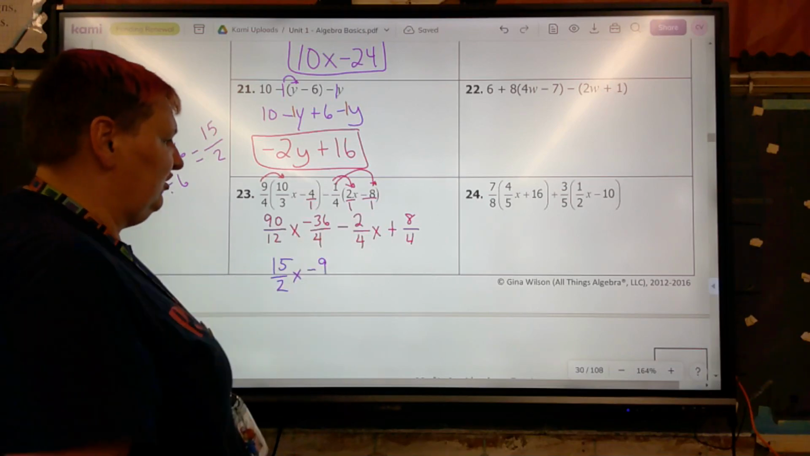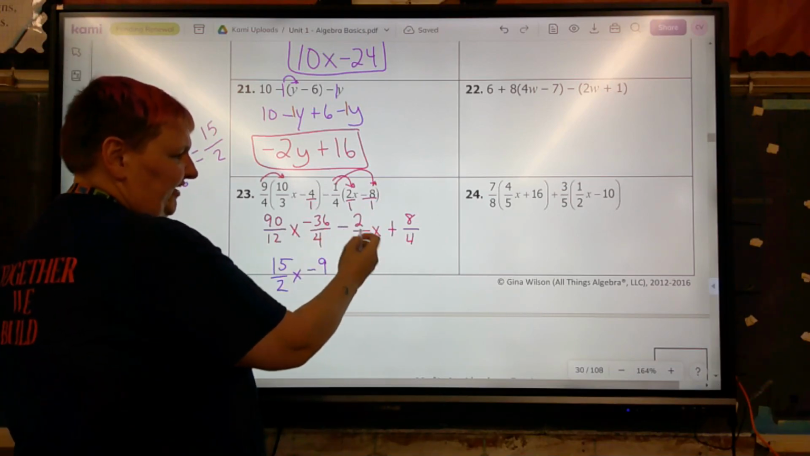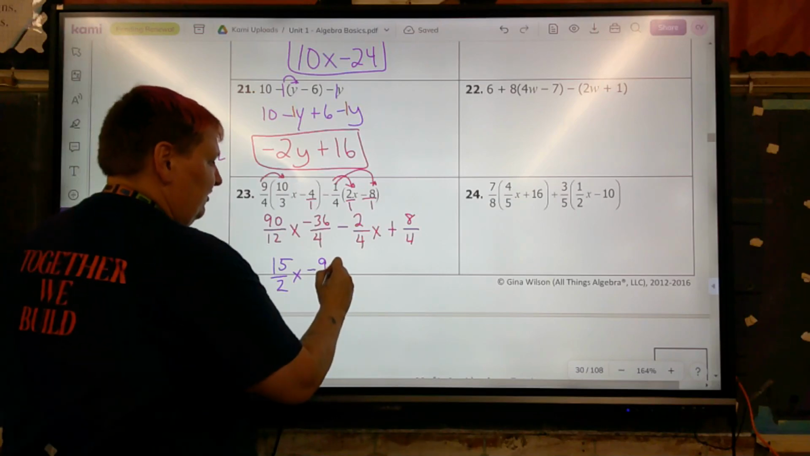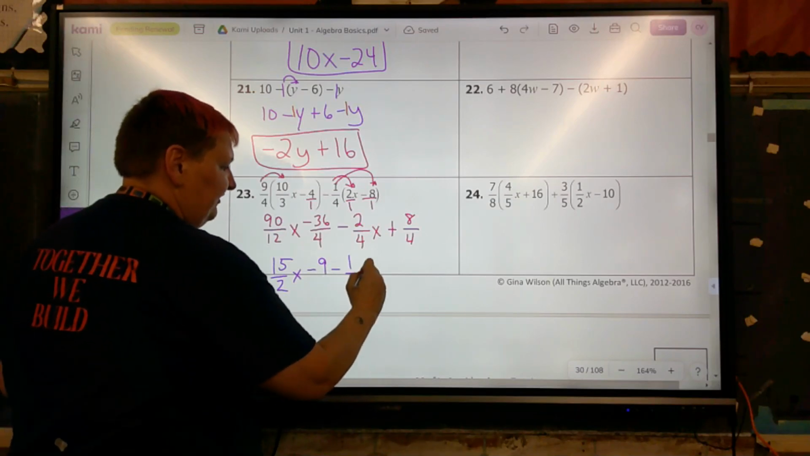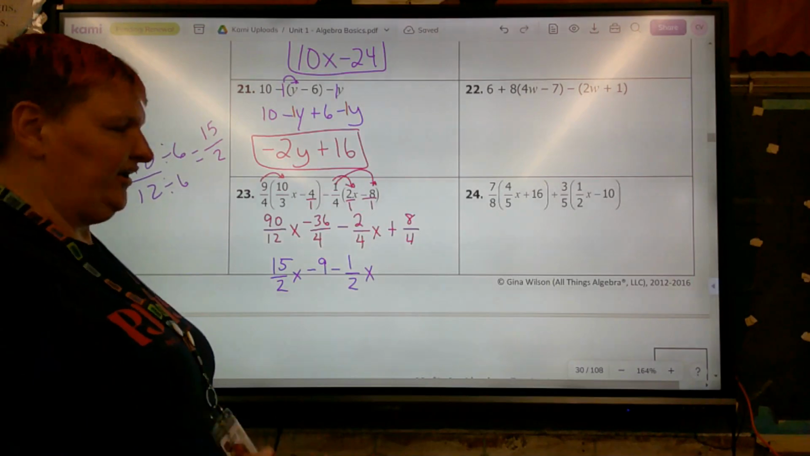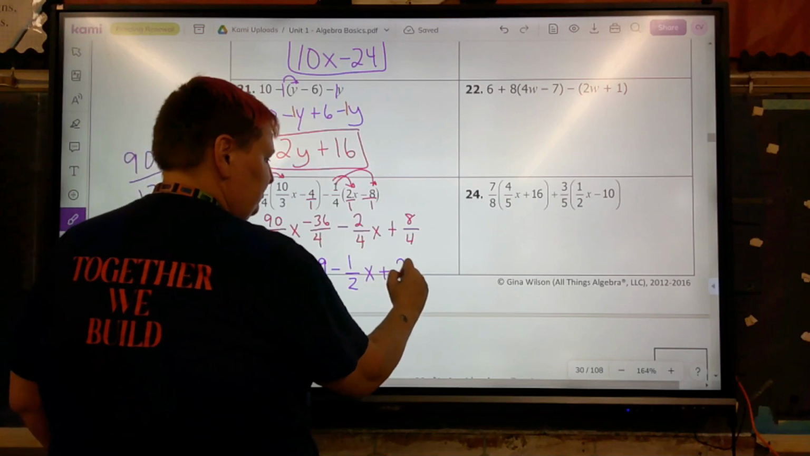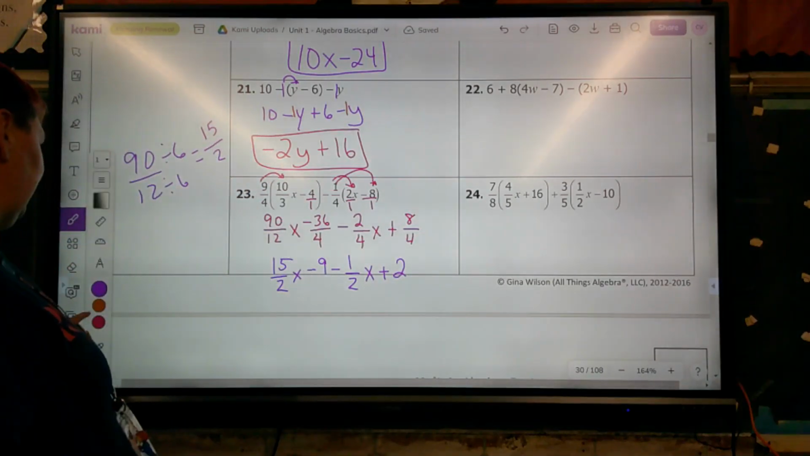Negative 2 over 4, they can both be divided by 2. 2 over 4 is half. 2 is half of 4. So minus 1/2, because 2 over 4 is 1/2. And then 8 divided by 4 is 2, so plus 2. Now we just combine our like terms.